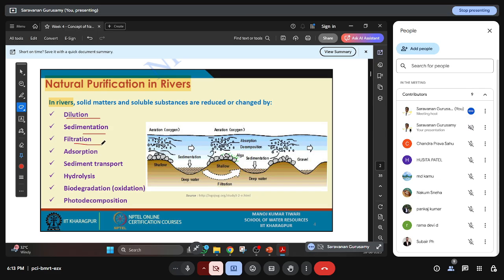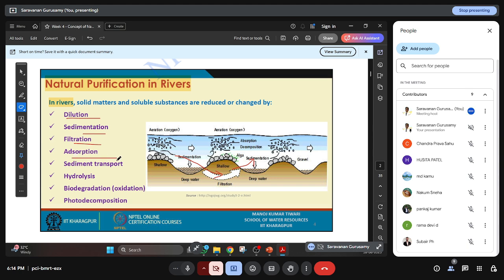That is called sedimentation. Then filtration. How will the filtration happen? There is a sand bed at the bottom of the river. So the pollutant may enter into the sand bed at one side and come out on the other side. That is the filtration process of the sand.